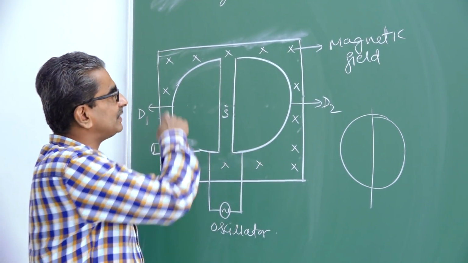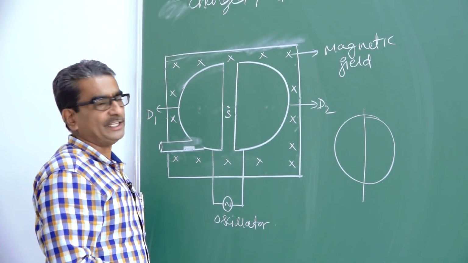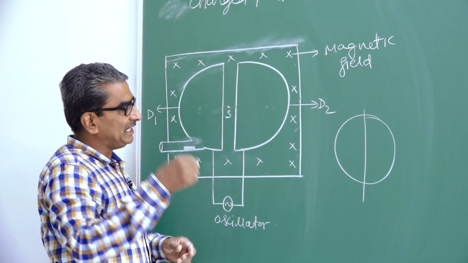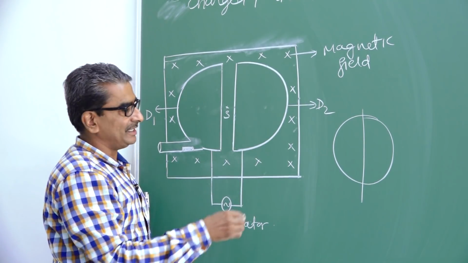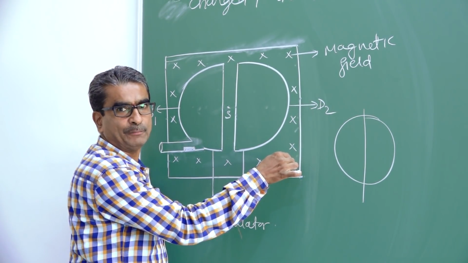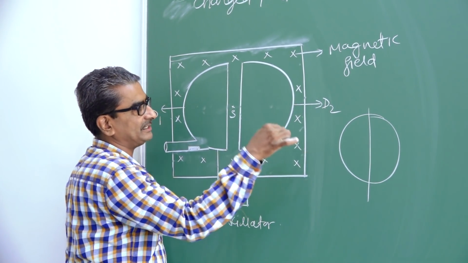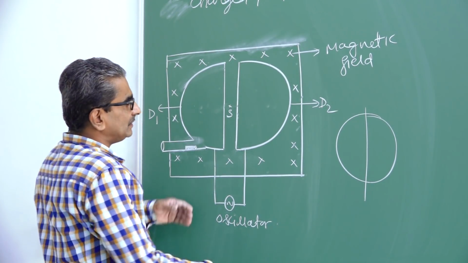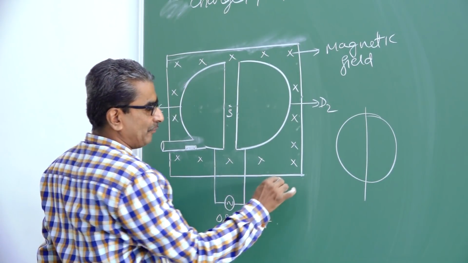Then what is the direction of this magnetic field? The direction of this magnetic field is perpendicular to the plane of this figure, into the board. That means each cross mark represents one magnetic line of force entering into the board in a perpendicular direction, like this, like this, like this. The two discs are kept enclosed inside a vacuum chamber.